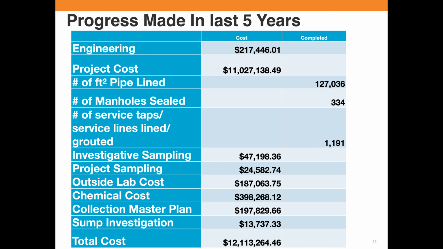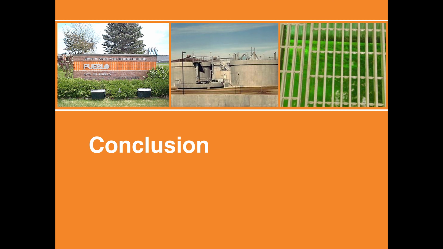And then we've also spent other monies making sure that we understand selenium throughout the system, and have done a lot of just sampling, making sure that we do the sump pump investigation, pay people. And so already we committed to 10 million, but we've already spent 12,113,264.46.